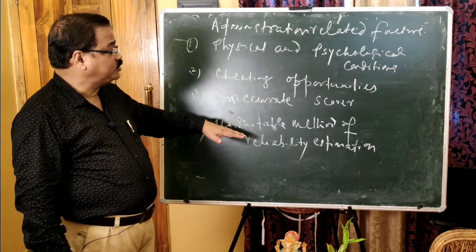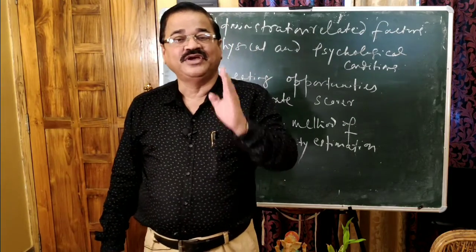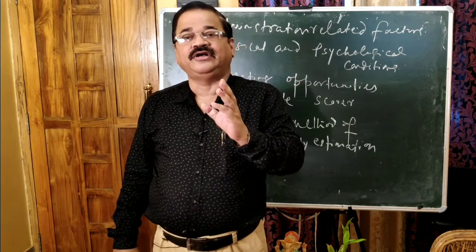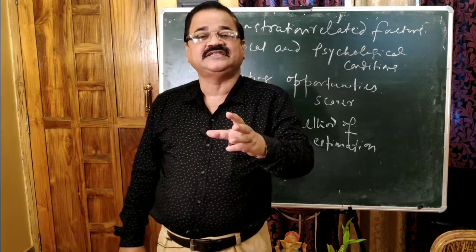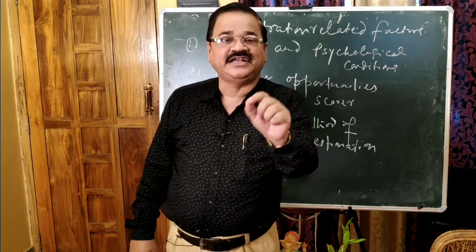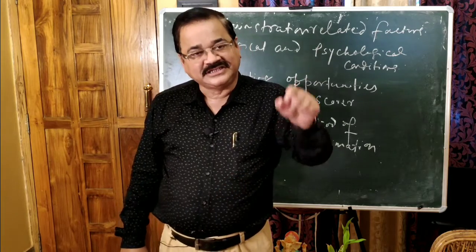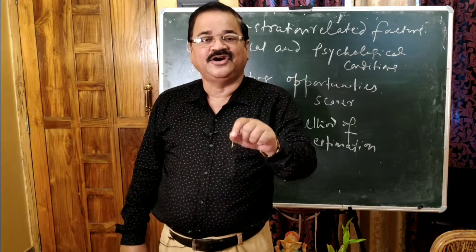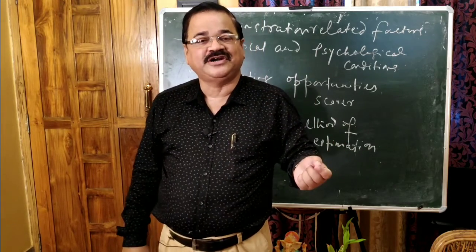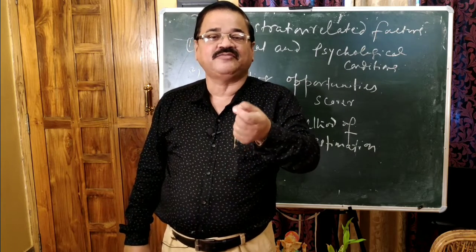Then the last one is unsuitable method of reliability estimation. Sometimes our purpose is different. We want to know the reliability coefficient of consistency, internal consistency. For that you have to take the split-half method or the Kuder-Richardson method, KR21. But instead of that, if you take the method of equivalence or the test-retest method, then the reliability coefficient will be affected, because that will not serve your purpose.